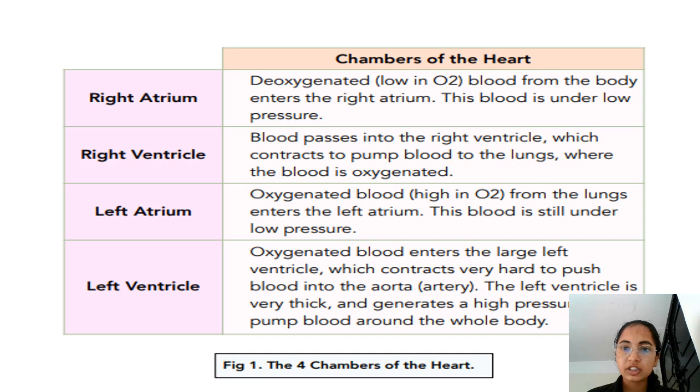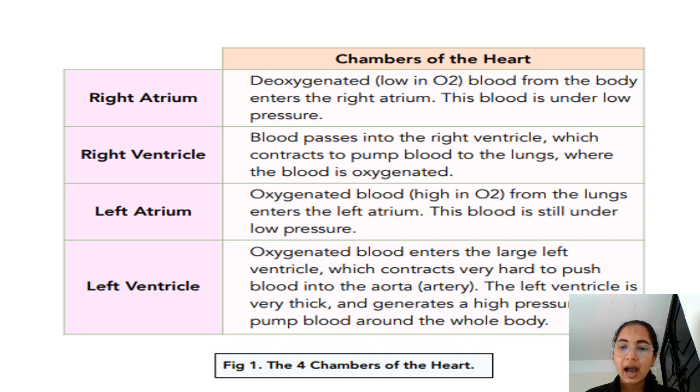So next is the chambers of the heart. There are four chambers: right atrium, right ventricle, left atrium, and left ventricle. In the right atrium, deoxygenated blood from the body enters. This blood is under low pressure. Next, the right ventricle. This blood passes into the right ventricle, which contracts to pump blood to the lungs, where the blood is oxygenated.